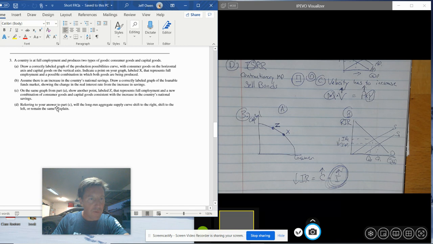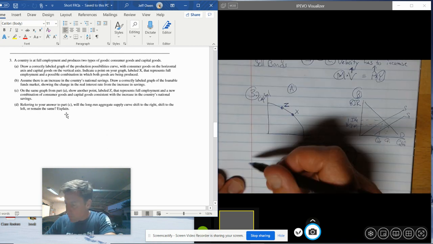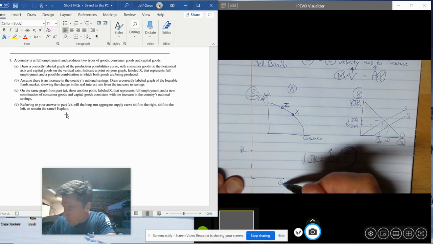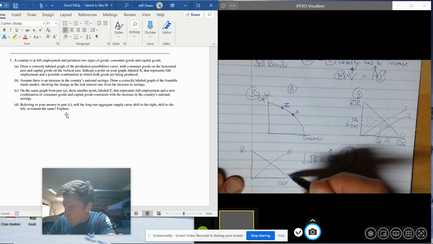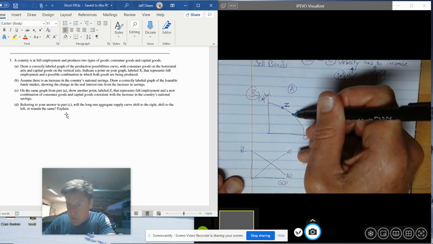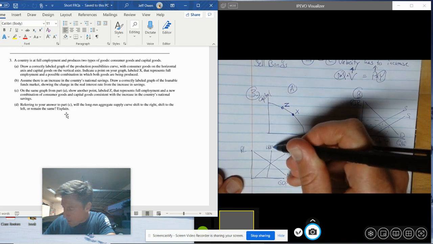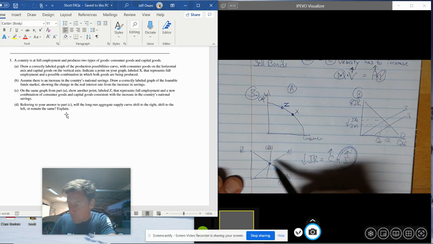And then referring to your answer in part C, will the long run aggregate supply curve shift to the right, to the left, or remain the same? Cool question. Now, what's going on with this one? We have our price level, we have our GDP, we have our AS, we have our AD. When we originally wrote here at point X, that could be represented by our spot at long run aggregate supply right there. We were chilling at equilibrium, right? So this is where X was.